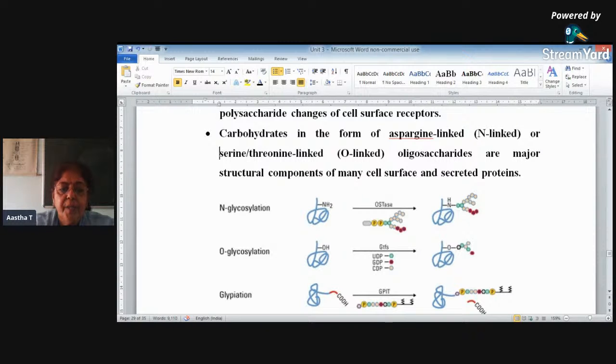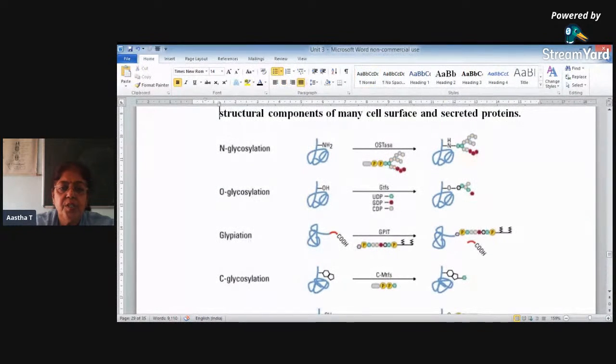So in this form they may be attached. Now this process of glycosylation can take place at various ends, like N-glycosylation at the amino end, O-glycosylation at the OH group. H will be removed and glycosyl group will be attached to it.